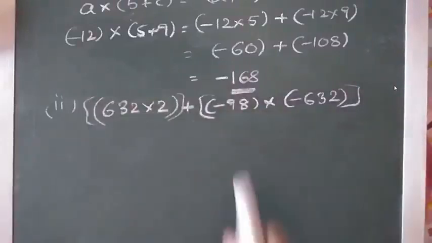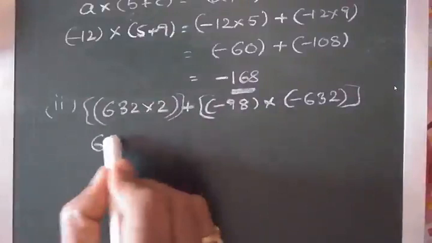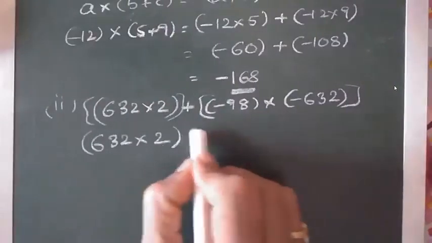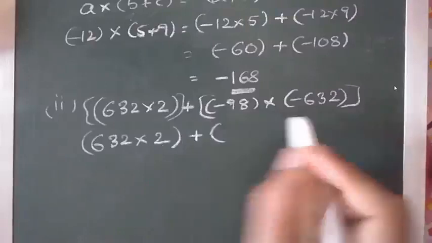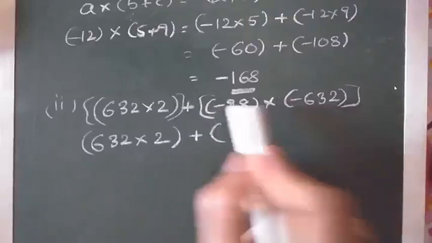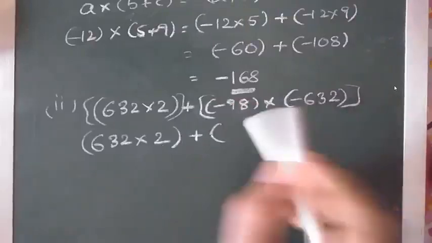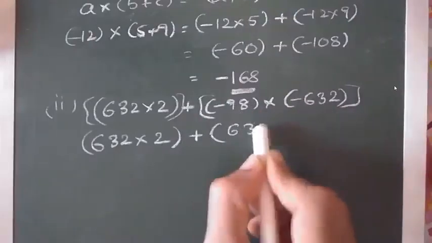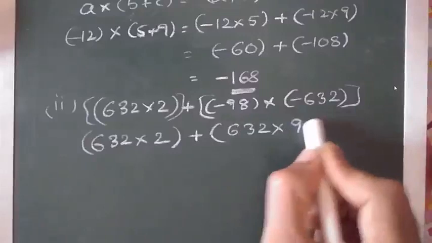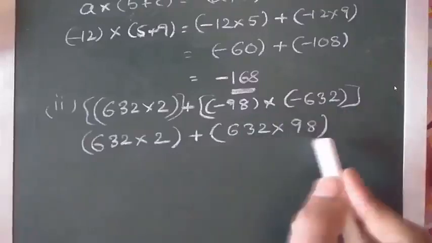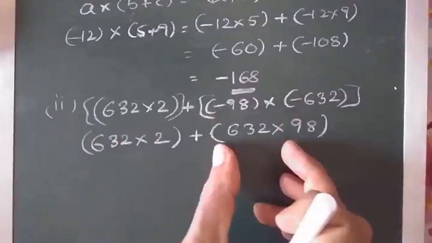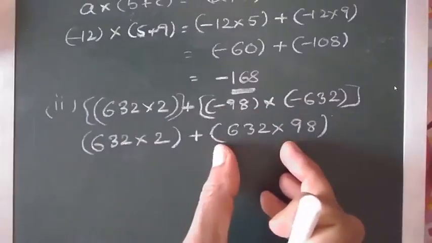Now write the first two numbers as they are, 632 into 2 plus into. If you observe here, if you multiply the signs, minus into minus, it is plus only. So that's why you can write this again as 632 into 98. By changing the order I am writing 632 into 98, but multiplying minus into minus you will get plus only. That's why I am writing only positive numbers here.